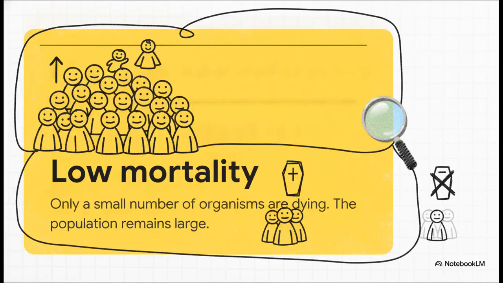Then we add the second factor into the mix: low mortality. Now, mortality is just a biological term for death rate. So a low mortality rate means very few organisms are actually dying off. When you combine that with all those new births we just talked about, you've got a situation where new individuals keep arriving and the older ones are sticking around a whole lot longer.